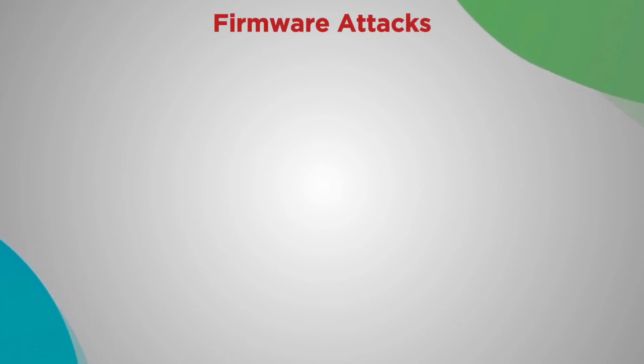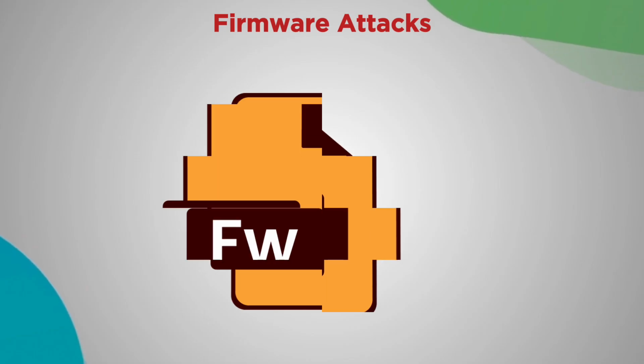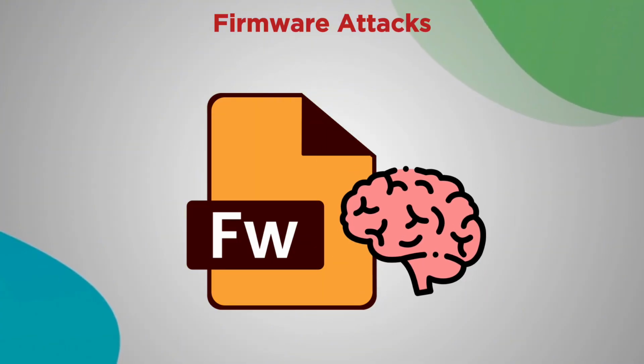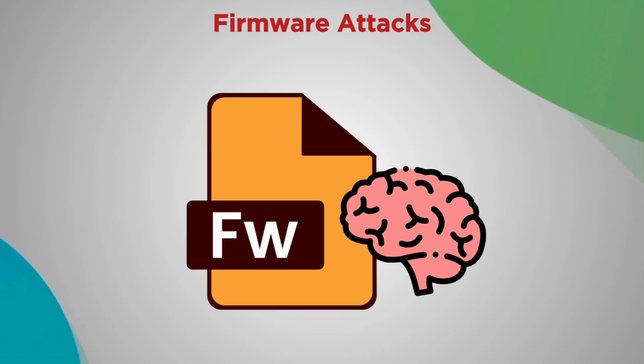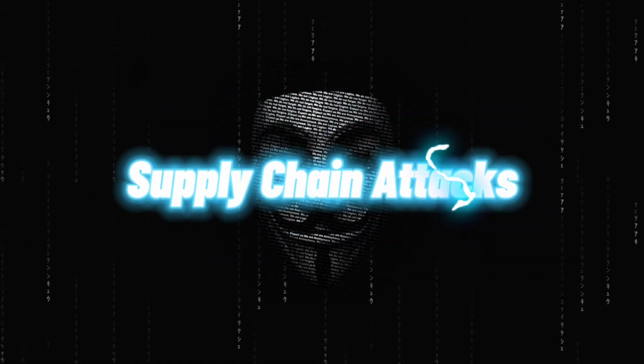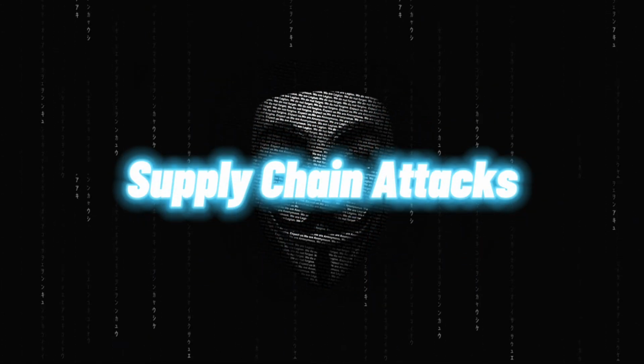Next, we have the firmware attacks. Firmware attacks are a type of cyber attack that targets the firmware of a system. The firmware is like the brain of a computer and it controls how all the hardware components work together. Attackers exploit vulnerabilities in devices' firmware to gain control or install malware. Regularly update devices' firmware and use trusted vendors.